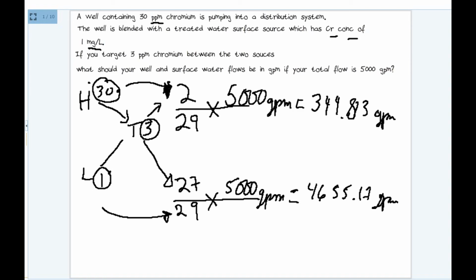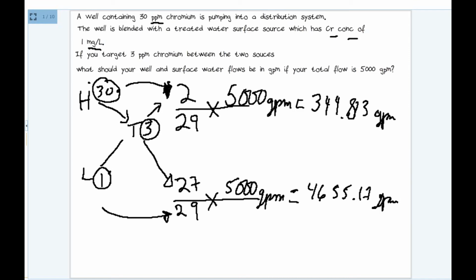Okay, and so therefore, the high concentration, which is going to be our groundwater, is going to be 344.83 gallons per minute. And the low concentration, which is our surface water source, is 4655.17 gallons per minute. So let's back up a little bit and just look at it from a practical point of view. You have a source which is really not very good water quality. You don't want to put as much into it.